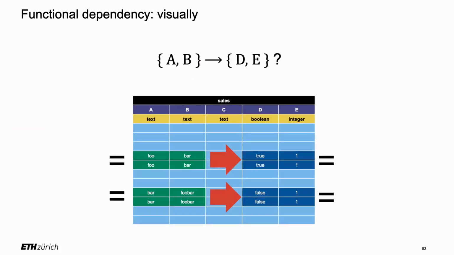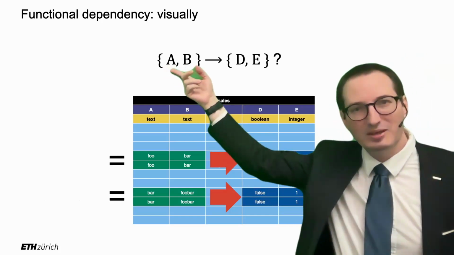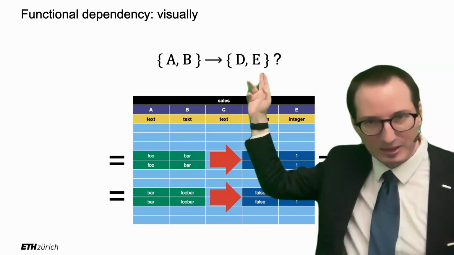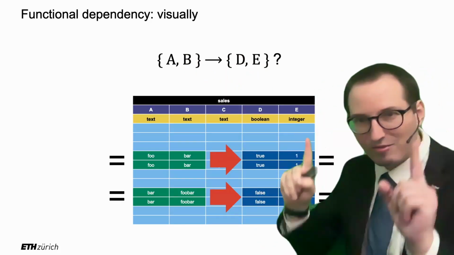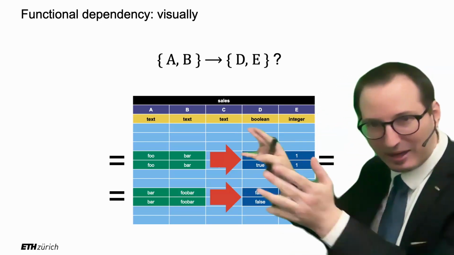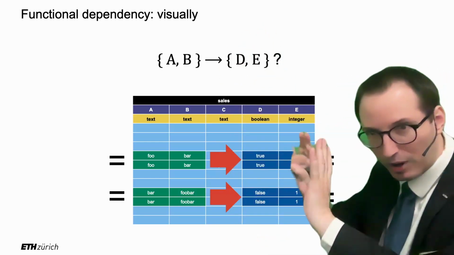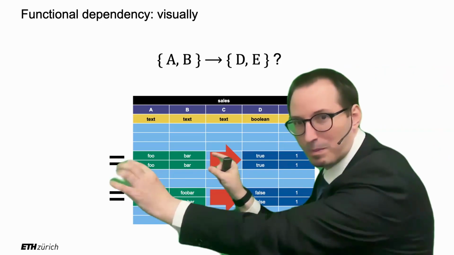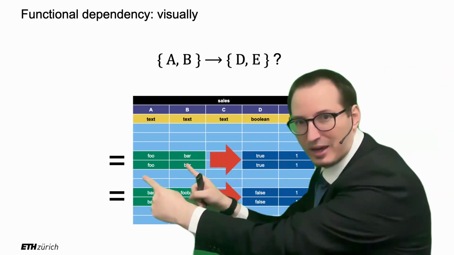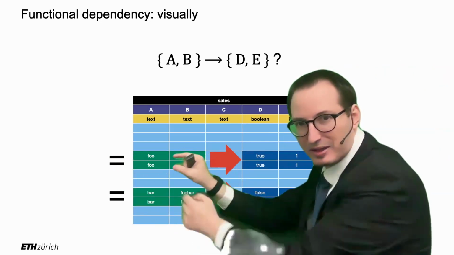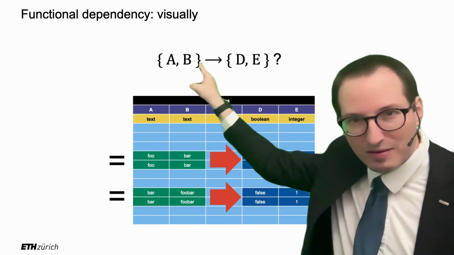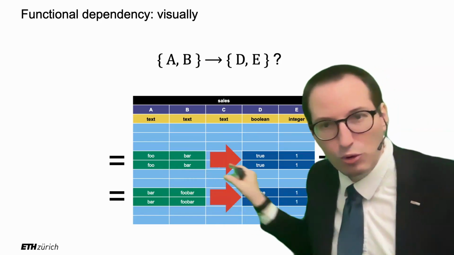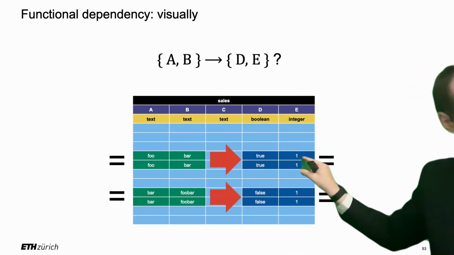So here's my visual and picture. I took an example here with different attributes. AB functionally determines DE, or DE is functionally dependent on AB. Visually, it looks like this. Imagine a billion rows in there, and I randomly pick two records. These two, you agree they match here on A and B. They agree on A and B. If I want to enforce this dependency, then since they agree on A and B, you must have that they also agree on D and E.